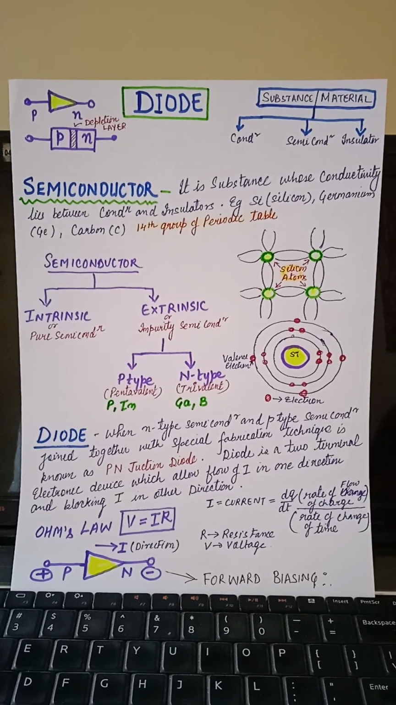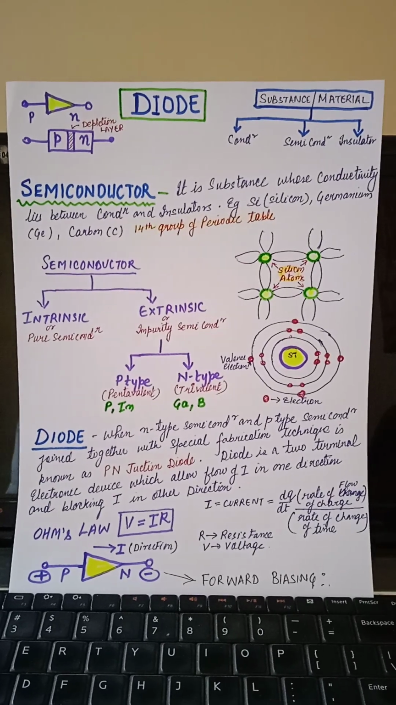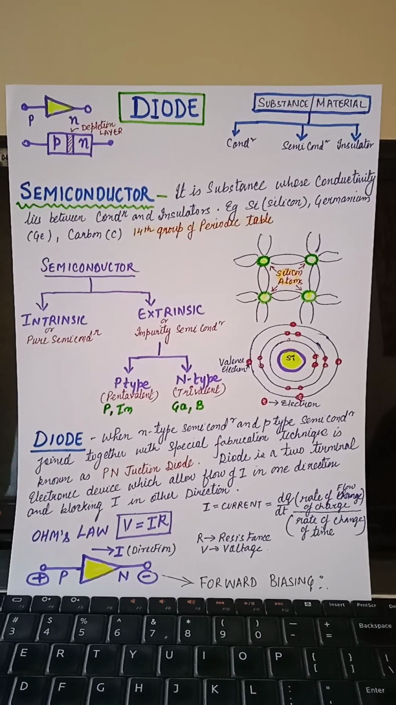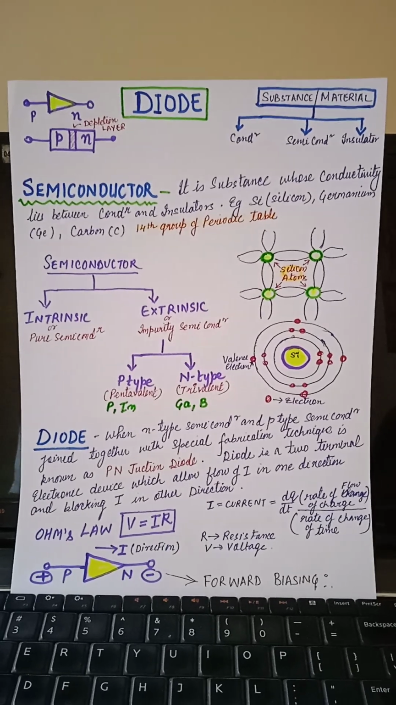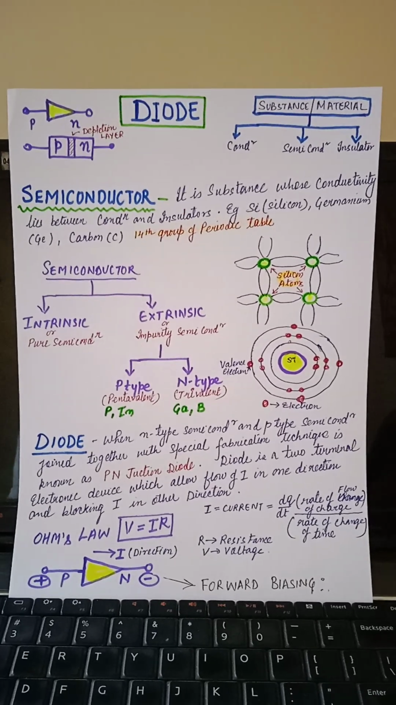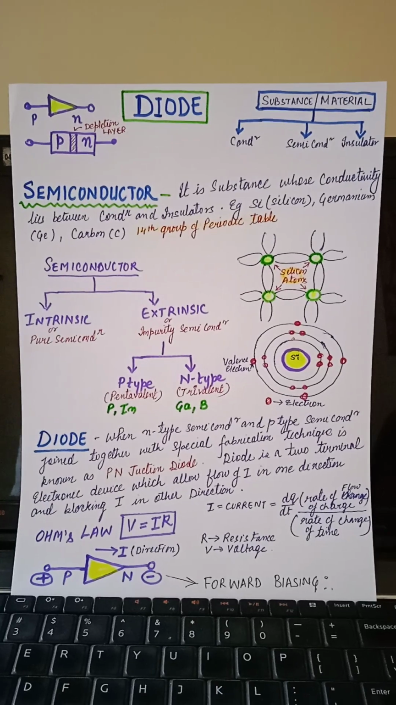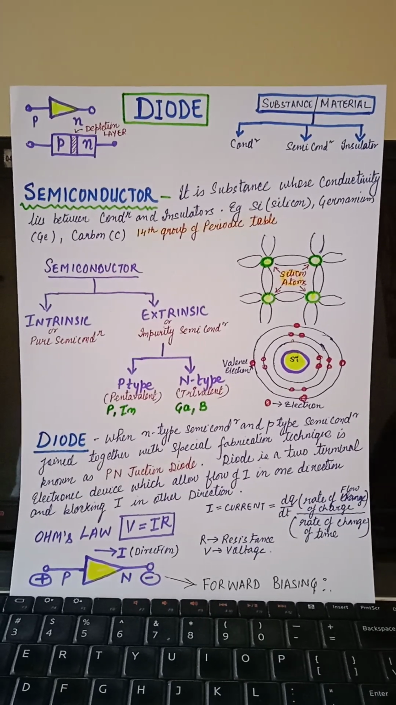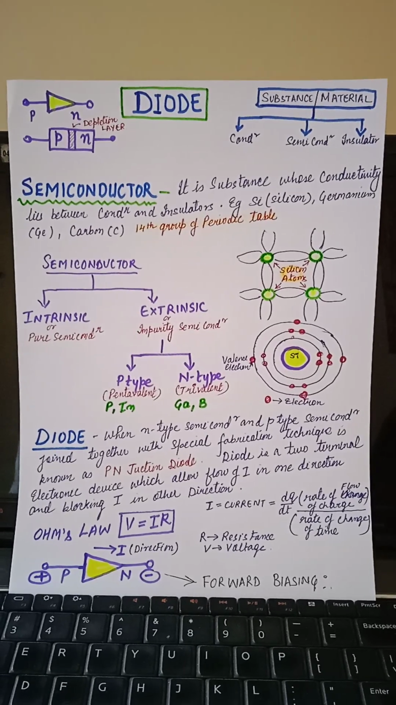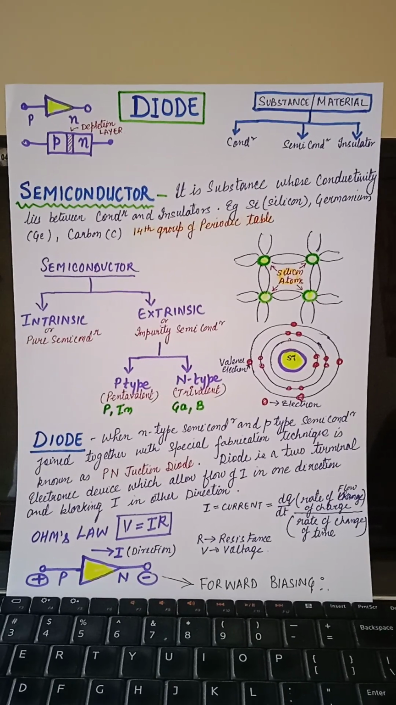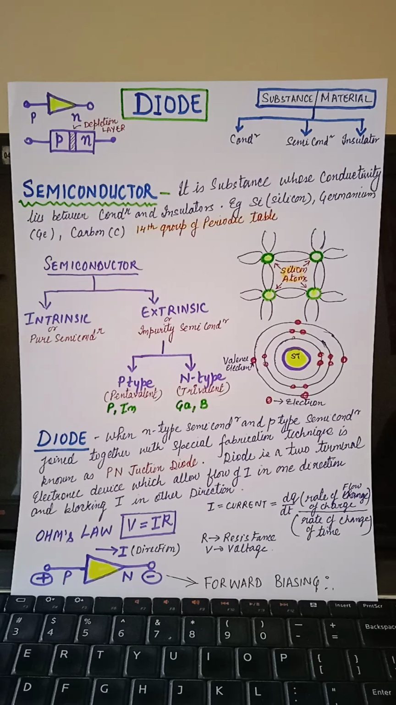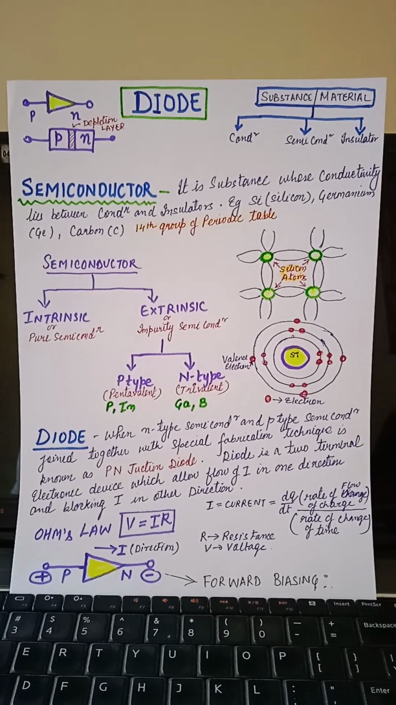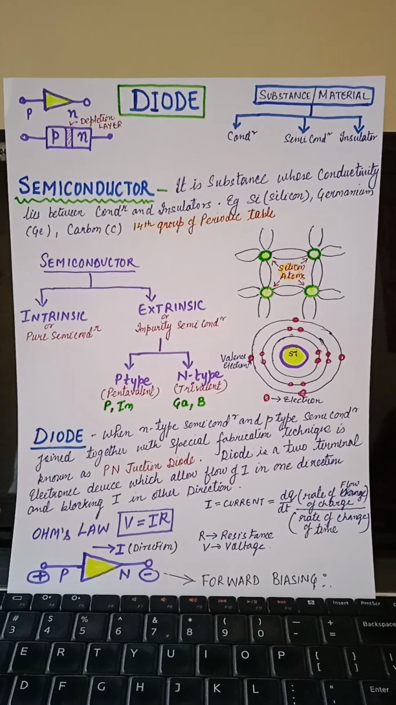So friends, as we all know, substances or materials are divided into three categories: conductor, semiconductor and insulator. Conductor is a material that allows current to pass through it, for example gold, silver, iron, etc. Insulator is a material which does not allow current to pass through it, for example wood, plastic, etc.